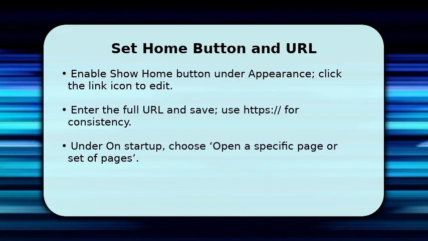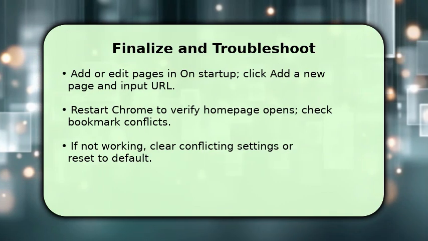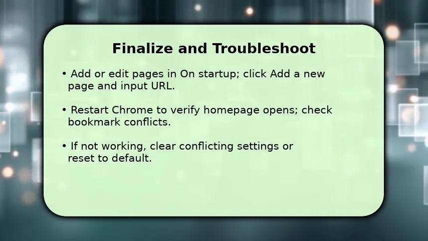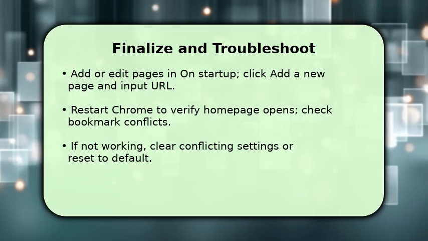To finish, under On Startup, use add a new page to enter the URL and click Add. You can remove other entries to make it the only page. Restart Chrome to verify that it opens to your home page and test the Show Home button.